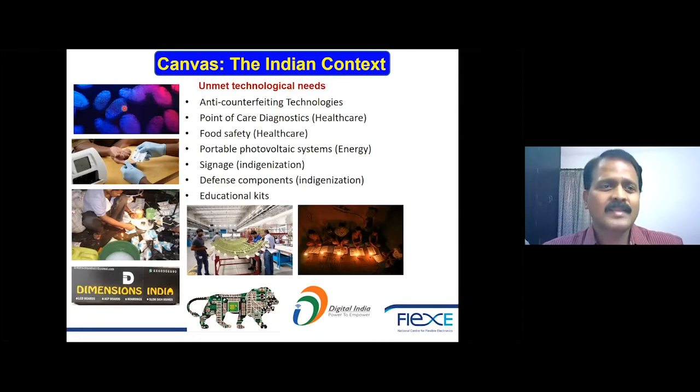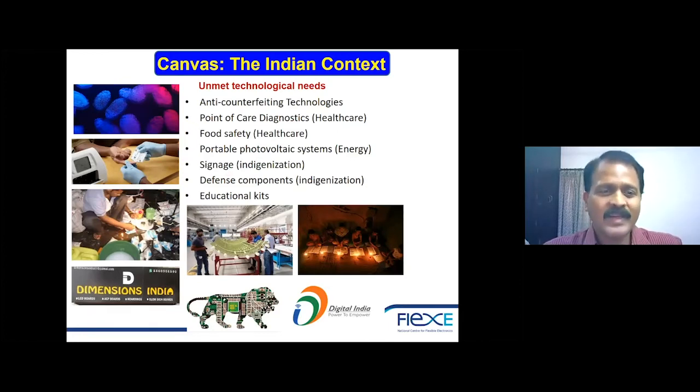Here, what we see are some examples. This is a picture of some medicines, some tablets. It is estimated that a reasonably large fraction of the medicines which are sold are counterfeit. In our center, we have developed anti-counterfeiting technologies. Another specific problem in India is to provide accessible and affordable healthcare, and more importantly, point-of-care diagnostics. That is something we are working on.